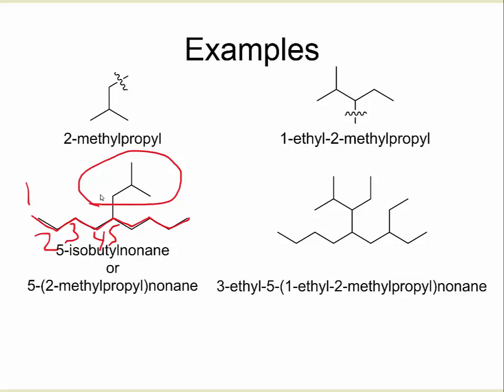And as a second example, the 1-ethyl-2-methylpropyl group is attached here. For this molecule, I would number right to left. It is also a nonane, 9 carbons in the longest continuous chain. I have an ethyl group on carbon 3, and on carbon 5, I have the 1-ethyl-2-methylpropyl substituent.